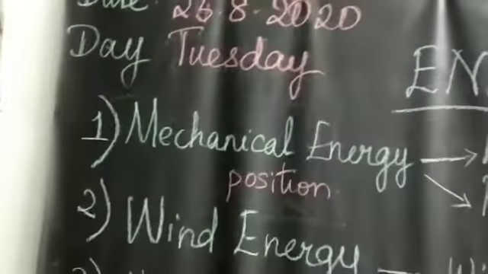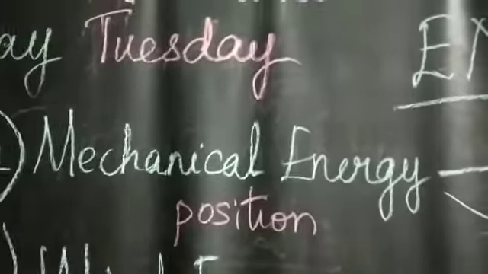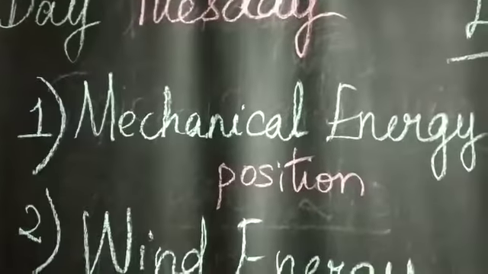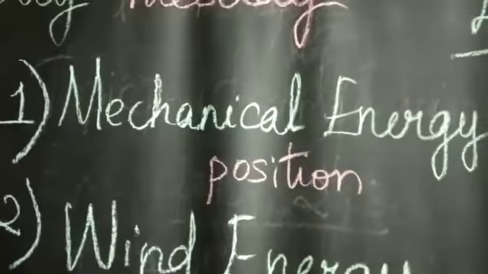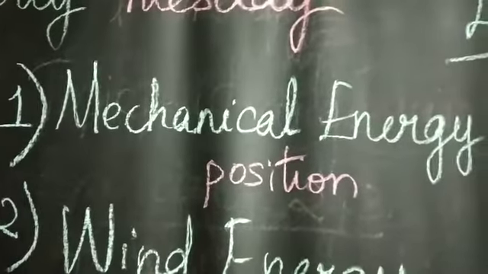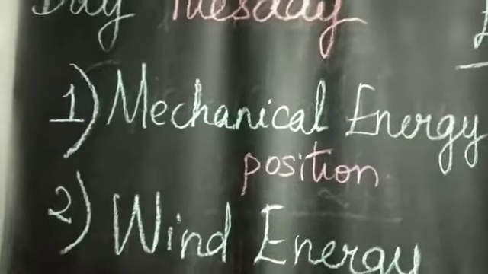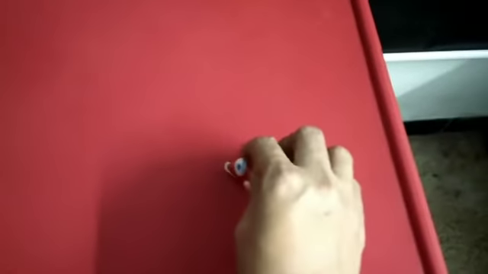The first energy we are going to see is mechanical energy. Mechanical energy is nothing but when an object moves from one place to another. The change of position is because of mechanical energy. Here I have a toy plane. You can see the toy plane, and this toy plane can move from one place to another. This is because of the mechanical energy it possesses.